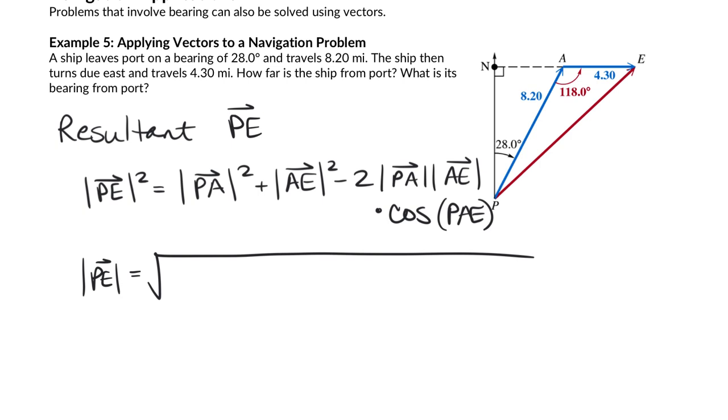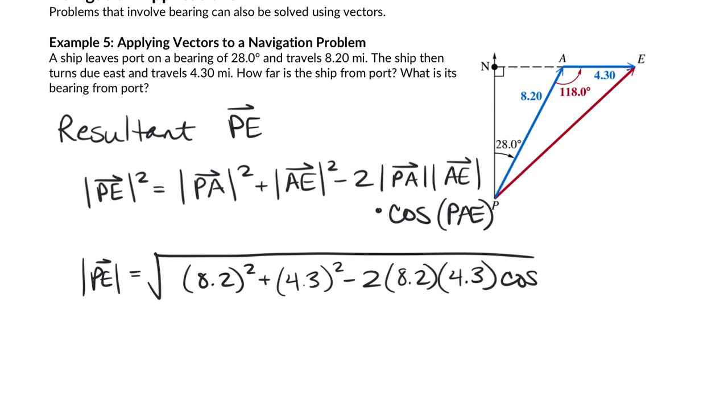What is the magnitude of vector PA? 8.2. So that's going to be 8.2 squared, plus the magnitude of vector AE. What's the magnitude there? I put that extra 0 there. Minus 2 times the magnitude of vector PA, which you guys told me was 8.2, times the magnitude of vector AE, 4.3, multiplied by the cosine of the angle that is included in between them. What is the degree measure of that angle? 118 degrees.